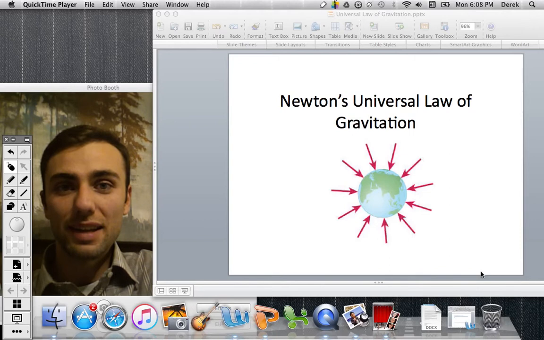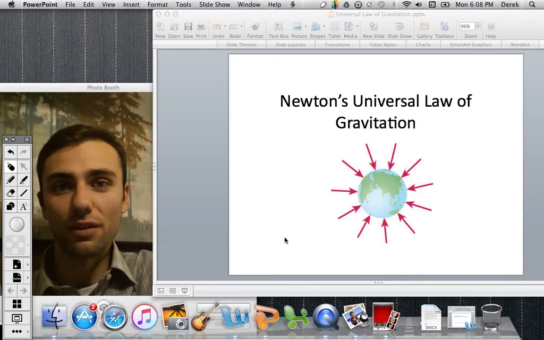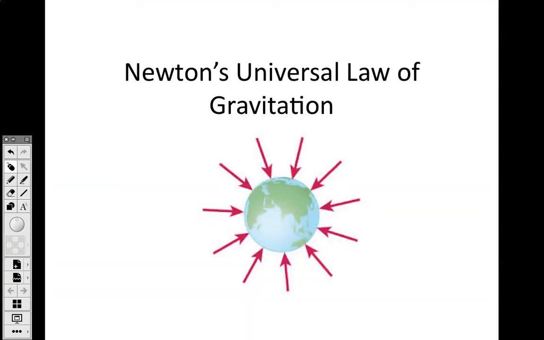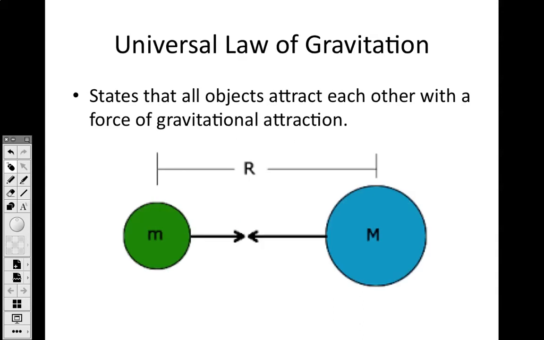Today we're going to be tackling the subject of Newton's universal law of gravitation. Basically, what it's stating is that all objects attract each other with a force of gravitational attraction. And we're specifically going to be taking a look at an equation with which we can solve for the force between two different objects.